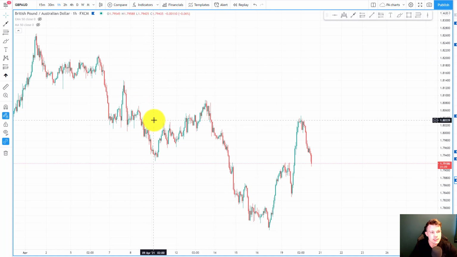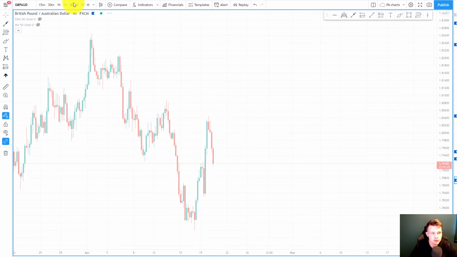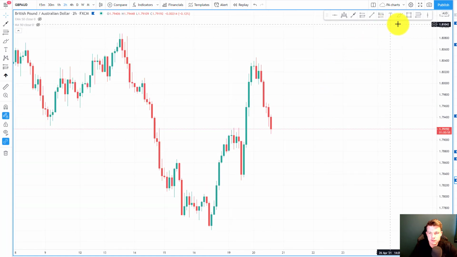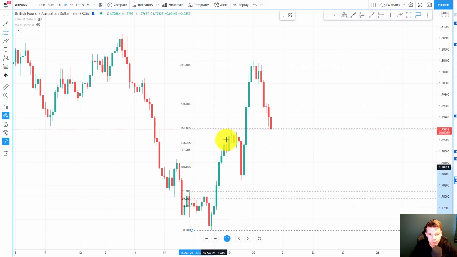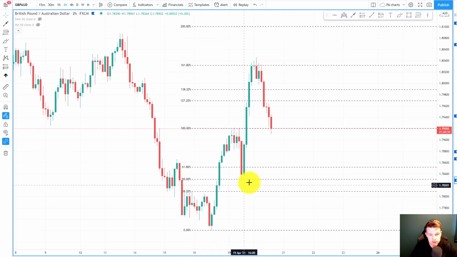So let's take a look at a recent example, British Pound Aussie. Let's go back to the 4 hour. I like to draw my Fibonacci's on 2 hour, 4 hour. Those are usually where I like to see the price action for my higher time frames. So we have a very clear trend reversal going on here, wave 1, wave 2. And yeah, 50% precisely, perfectly hit. And then you can see 161.